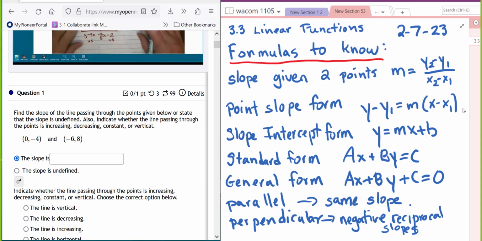I did see a general form listed a time or two or referred to in this material. I don't usually bother with general form, but if you see it, it just puts everything on one side and 0 on the other side. And you have to remember about special lines. Parallel lines have the same slope, and perpendicular lines have slopes that are negative reciprocals, so opposite sign and flip it over.